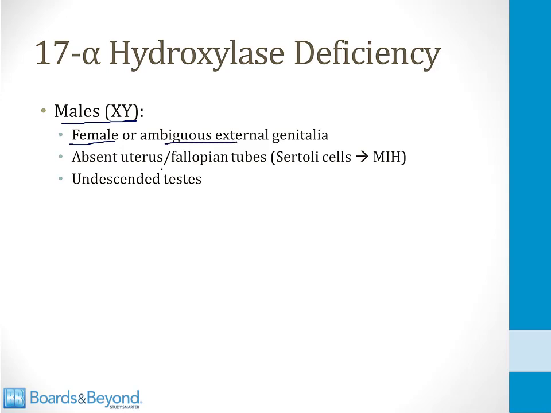Internally, there will be an absence of a uterus and fallopian tubes. This is because the child is male and it has Sertoli cells present in the gonads which secrete Müllerian inhibitory hormone. In addition, there will be undescended testes. This is because the testes depend on normal androgen levels to descend into the scrotum normally.